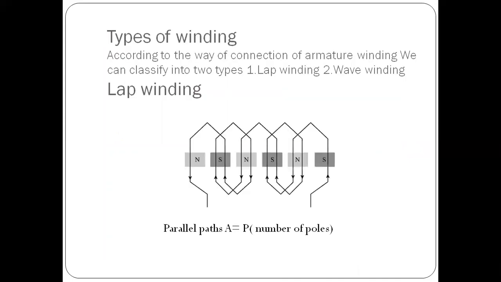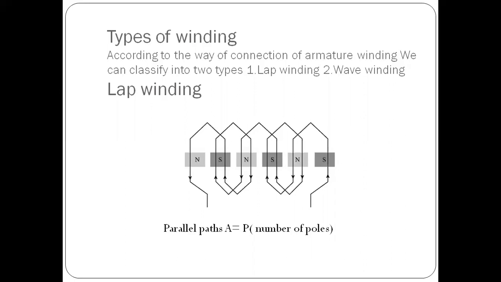According to the way of connection of the armature winding, we can classify it into two types: one is the lap winding, another is the wave winding. In the armature we have the conductors, or windings, and we connect those windings in two ways. What is the meaning of lap winding and wave winding? In one or two simple sentences we shall study that.